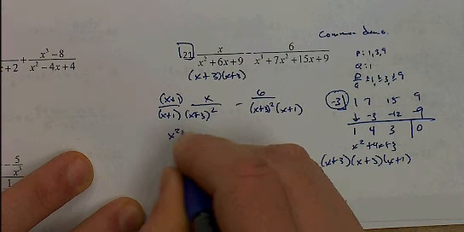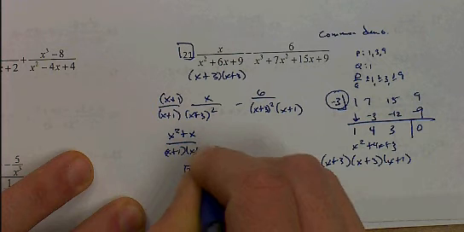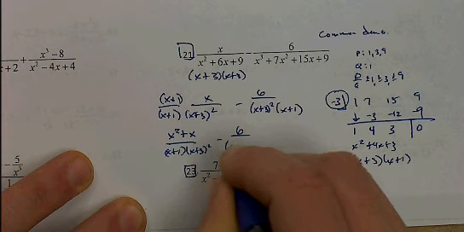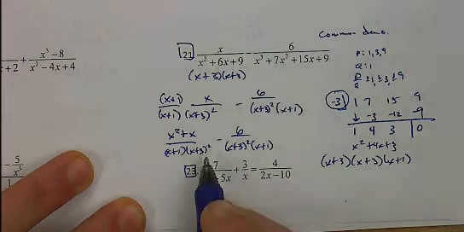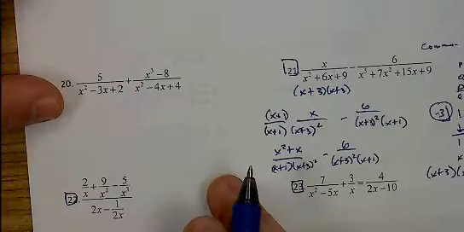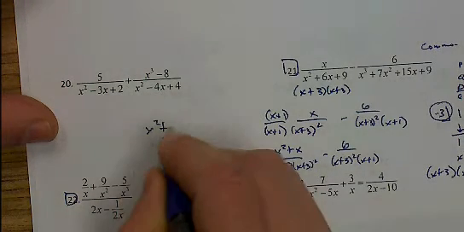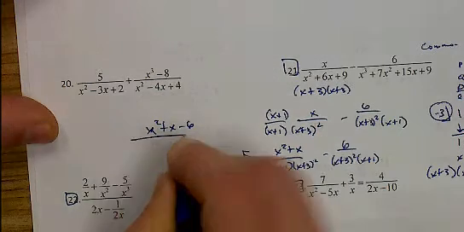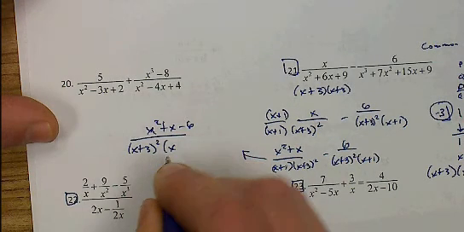So this gives me x squared plus x over x plus 1, x plus 3 squared, minus 6 over x plus 3 squared, x plus 1. So these are the same. So now I'm going to combine them. I'm just going to slide over to the left here. I'm going to combine them over here. So I have x squared plus x minus 6 over x plus 3 squared, x plus 1.